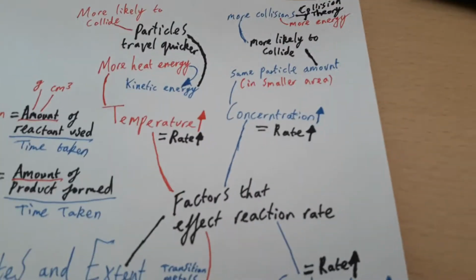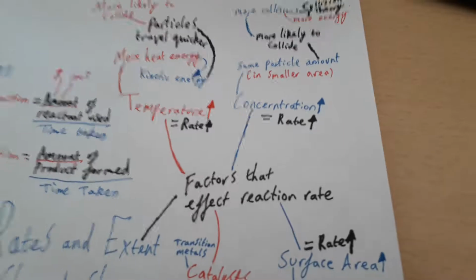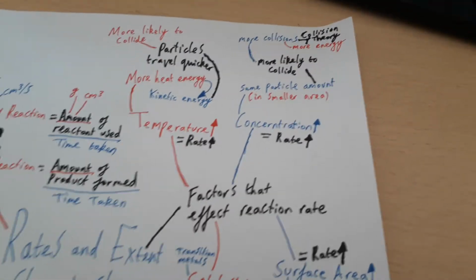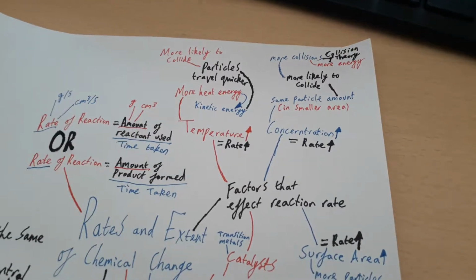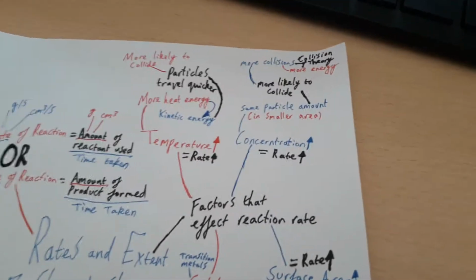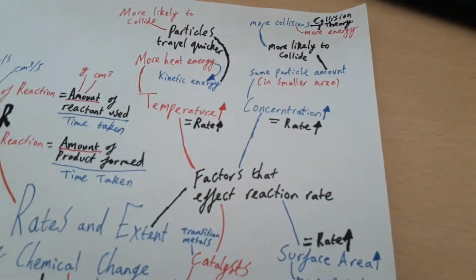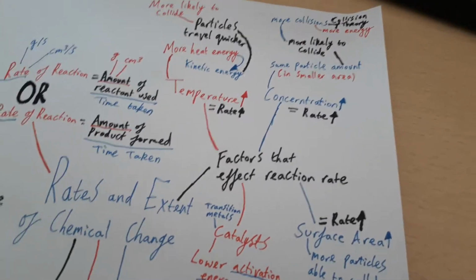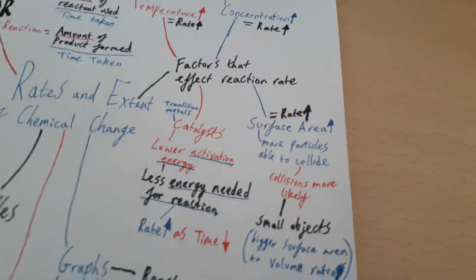For a similar reason, they're more likely to collide. However, it's slightly different because there's the same amount of particles in a smaller area than there would have been. The smaller the area there is, the more likely they are to collide with each other, as they're constantly bouncing around the sides and bouncing off the edges. So, factors that affect reaction rate. Let's go through some more.